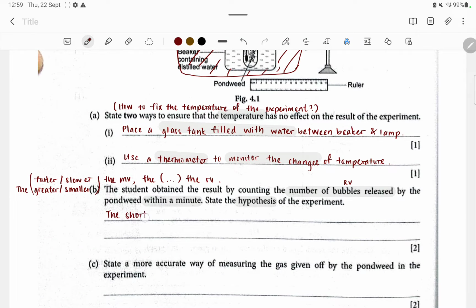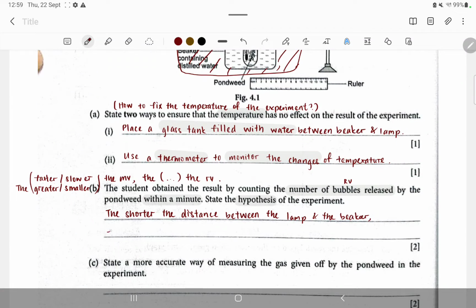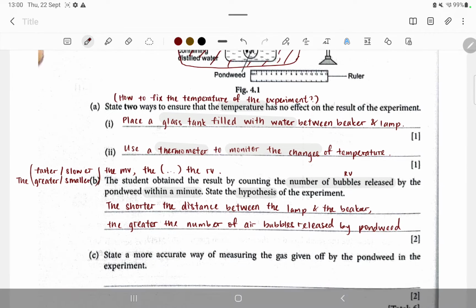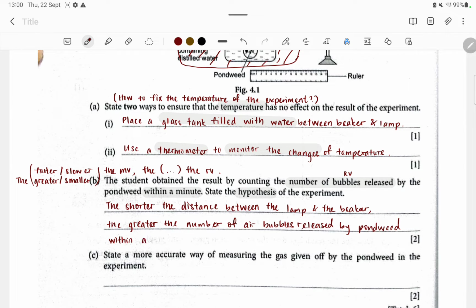The shorter the distance between the lamp and the beaker, the greater the number of air bubbles released by pond weed within a minute.